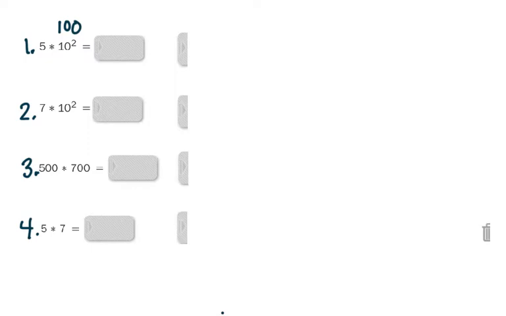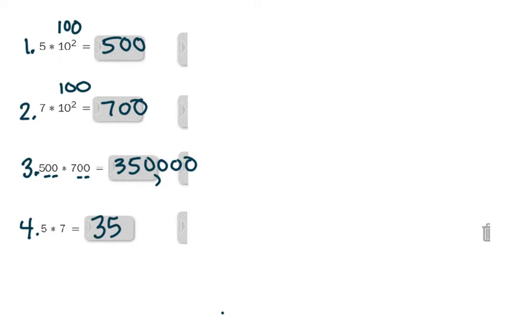Number 1, 5 times 10 to the second power, or 5 times 100 is 500. 10 to the second power means 10 times 10, which is 100. 7 times 100 is 700. 500 times 700 is 7 times 5 is 35. I add 1, 2, 3, 4 zeros. 1, 2, 3, 4. Put in my commas. 350,000. And lastly, 5 times 7 is 35.